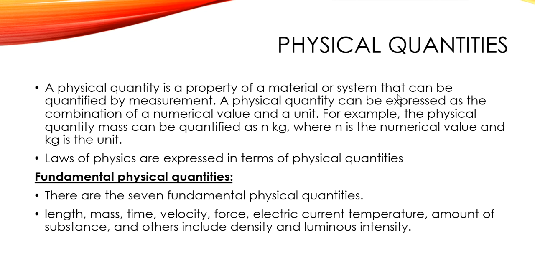Now we can see what the fundamental physical quantities are. Actually the most fundamental physical quantities are 7. That may be length, mass, time, velocity, density, force and electric current, temperature. And when the amount of substance and the luminous intensity are also involved, they are also termed physical quantities, but the 7 fundamental physical quantities are length, mass, time, velocity, force, electric current and density.